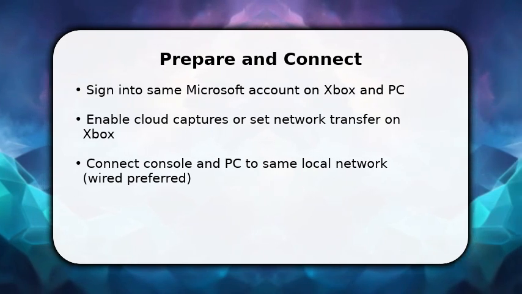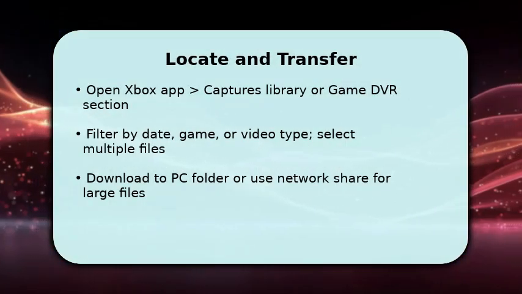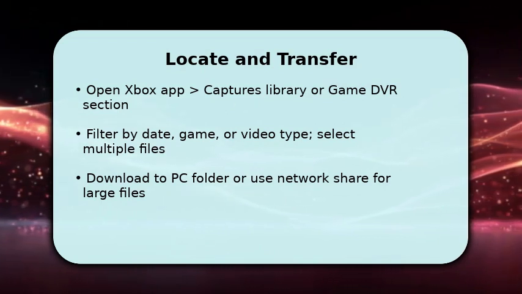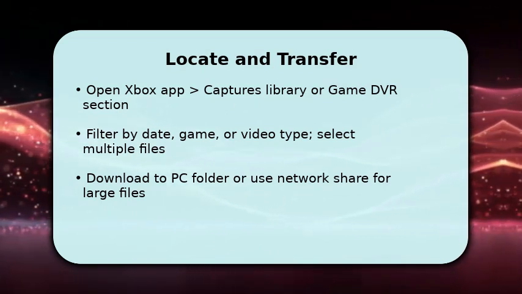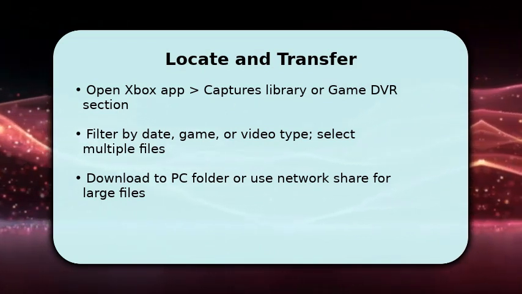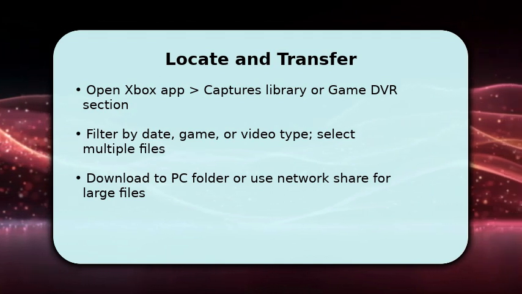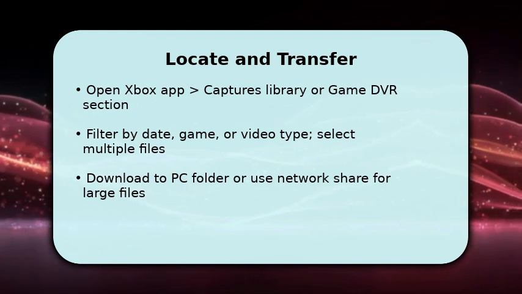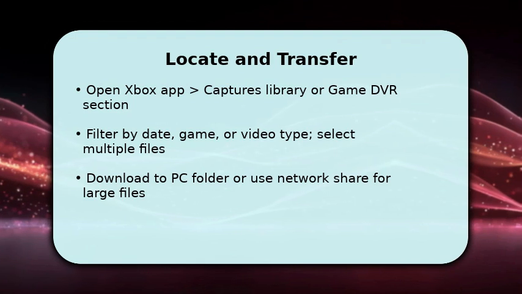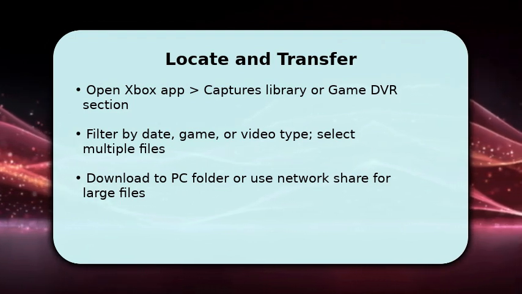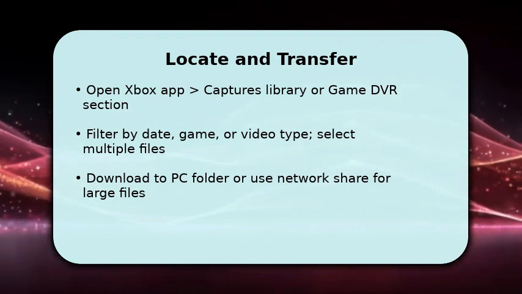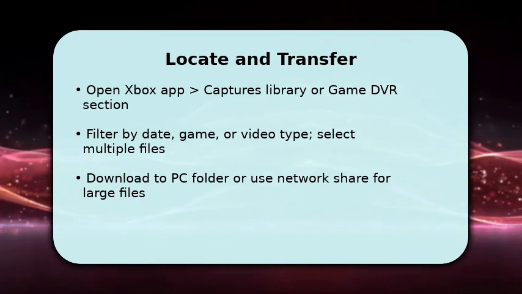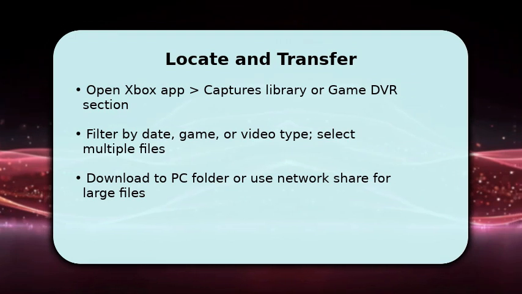You now locate captures in the Xbox app under Captures or Game DVR. This view shows cloud and console files. Use filters to narrow results by game, date, or type. That's faster than scrolling. Select one or multiple captures, then choose Download or Save to a specific PC folder. For very large files, map the Xbox network share or use the transfer feature to stream directly. This avoids duplicate copies. Make sure downloads finish before closing the app to prevent corruption.